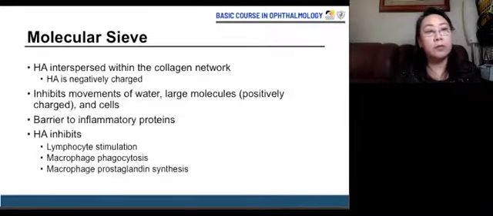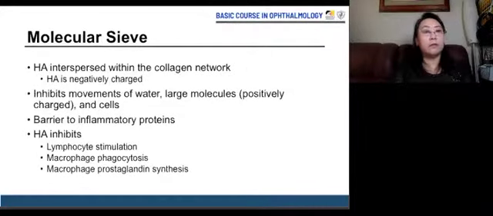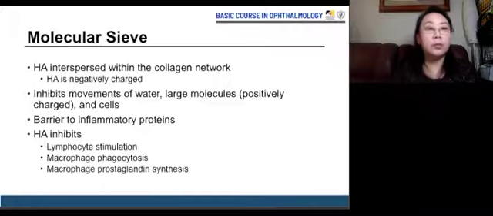The vitreous also functions as a molecular sieve. Hyaluronic acid interspersed within the collagen network is negatively charged. This inhibits movement of water, large molecules, and cells. This is the barrier to inflammatory proteins. So hyaluronic acid inhibits lymphocyte stimulation, macrophage phagocytosis, and macrophage prostaglandin synthesis.